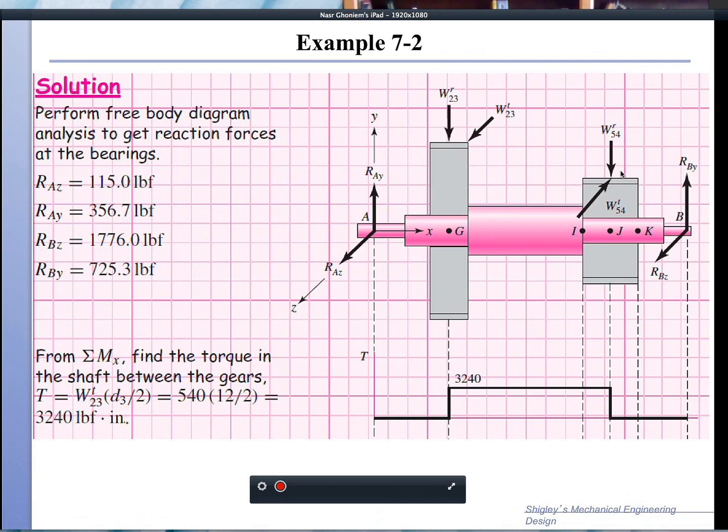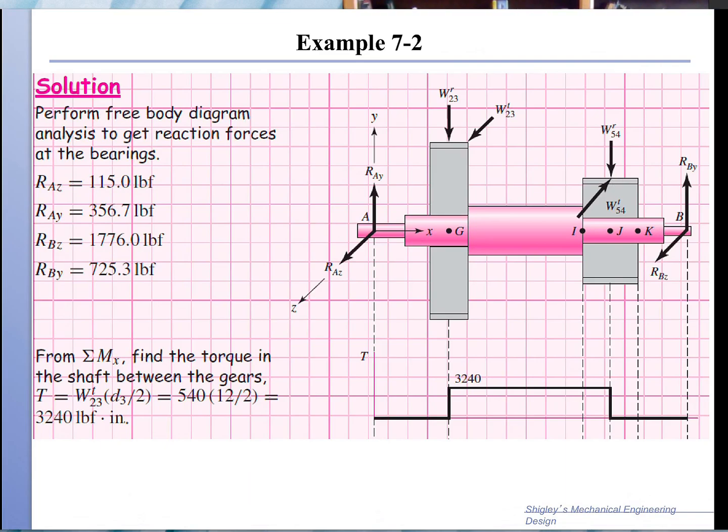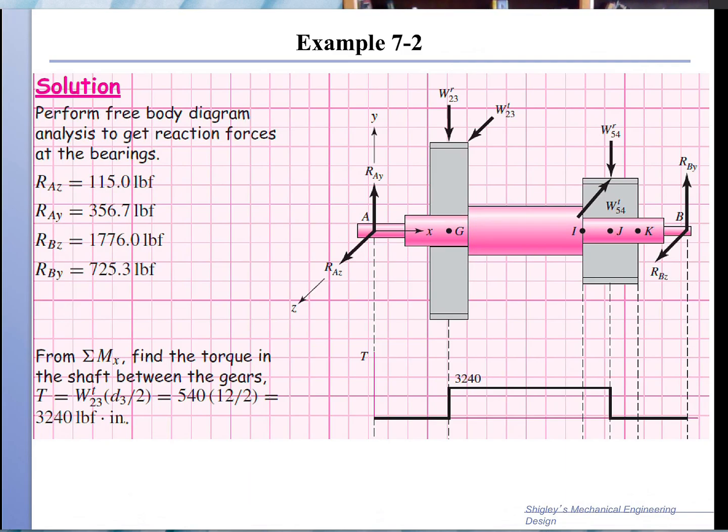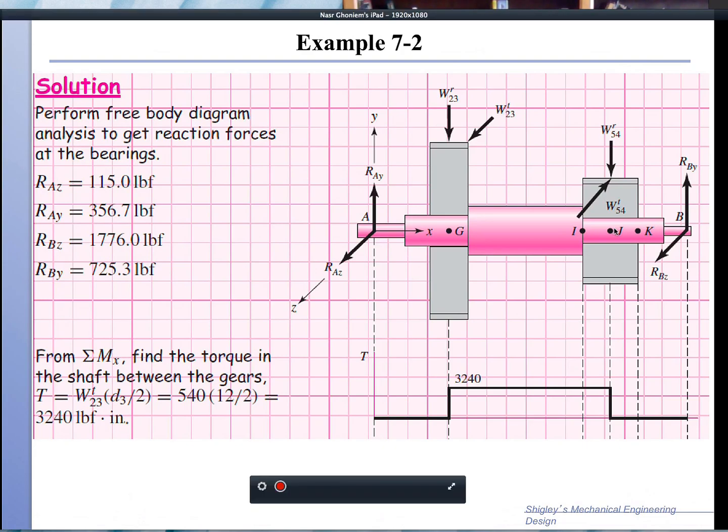Since the shaft is rotating at constant speed, the torque that's produced by the tangential component of W54 times the radius of the small gear, you can verify for yourself, should be the same but in the opposite direction. Therefore, you go down to 0 torque on this side. So there's no torque beyond point J, and there's no torque before point G.